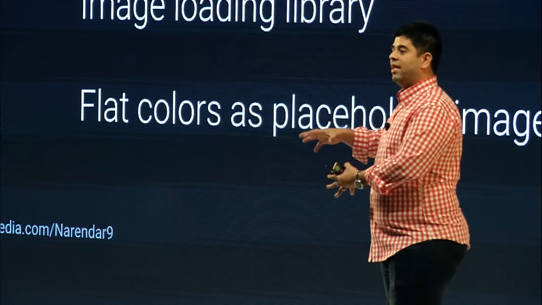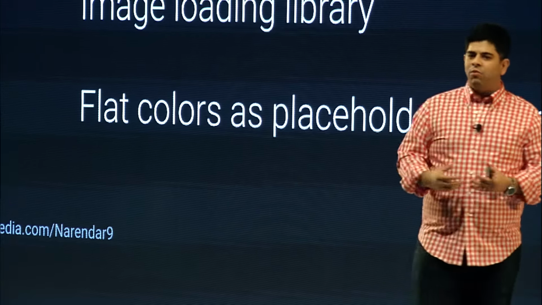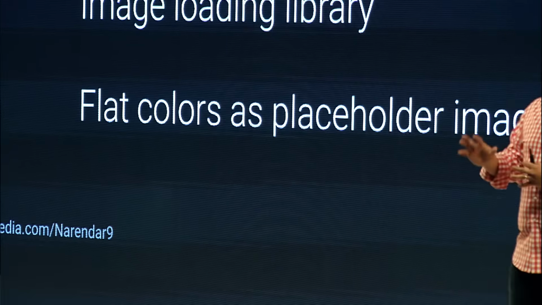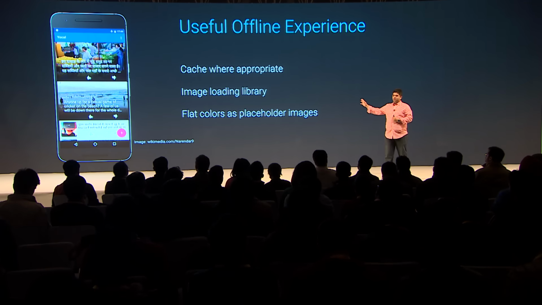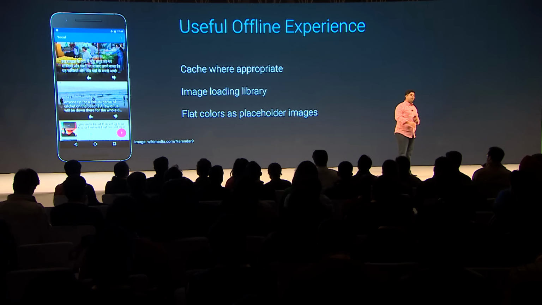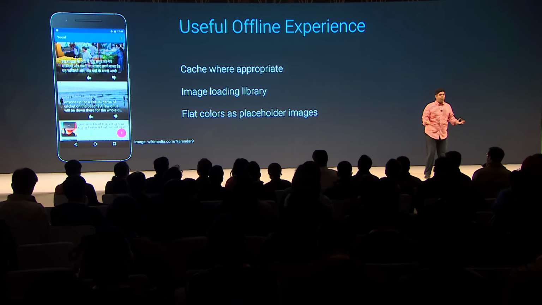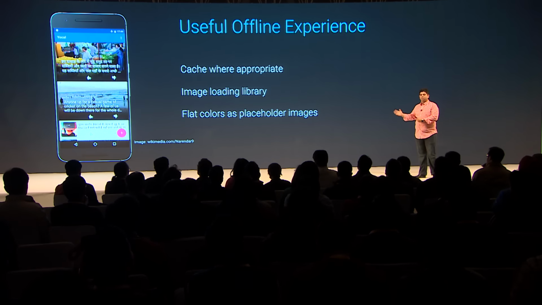The material design guidelines actually recommend that when you have space for images and they haven't loaded yet, that you shouldn't leave that with just empty space. You should use flat colors as placeholder images. And we have a library called Palette in the Android Design Support Library that helps you generate those colors depending on the imagery that you're seeing. Now, this app here is working in airplane mode. And as you may have noticed, as we scrolled through the app, it was totally usable. And that's because it was designed with offline in mind.